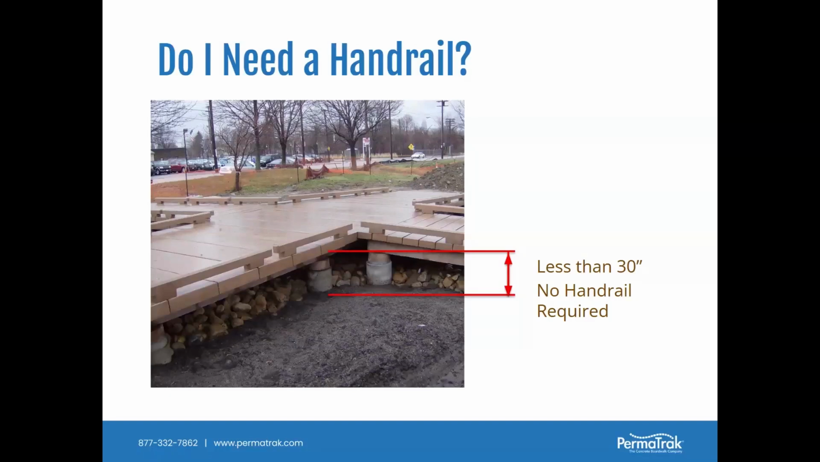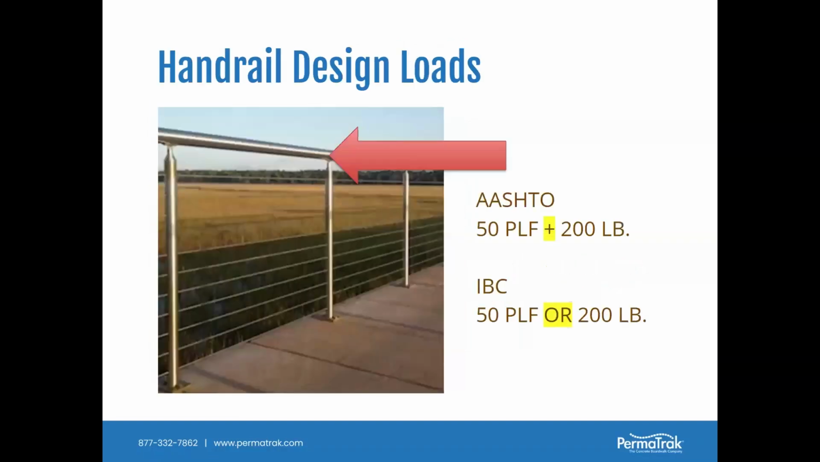Then the next decision is if it is higher than 30 inches. So now it's a handrail. The height of the handrail that you choose will be determined by the general use or the most prevalent use of the boardwalk. So if it's pedestrian use mainly, it'll be a 42-inch high rail.